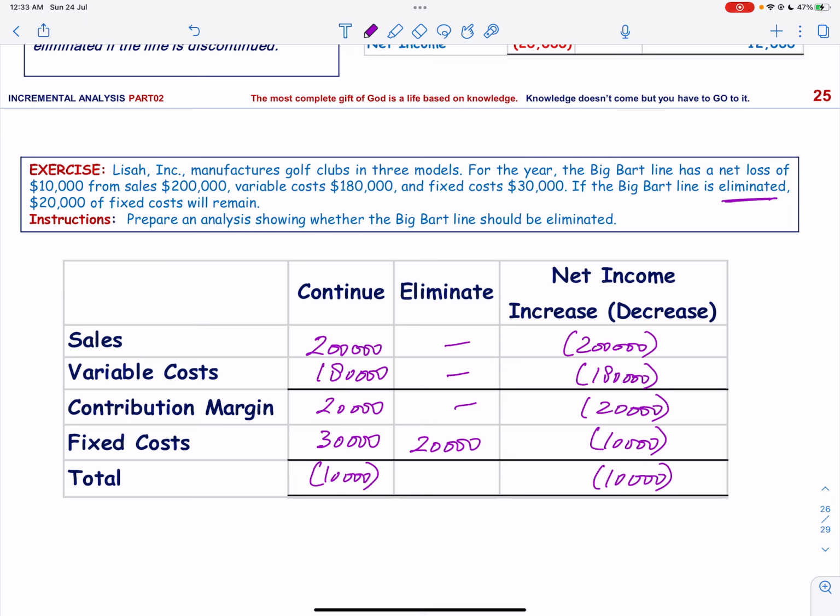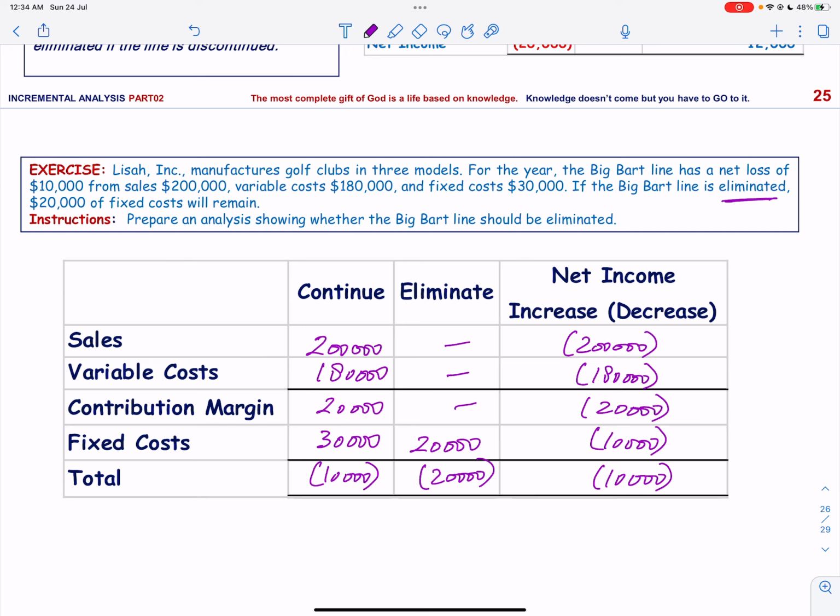So the Big Bart product line should be continued because 20,000 of contribution margin will not be realized if the line is eliminated. You can see over here that this will be negative 20,000. So this amount is greater than the 10,000 saving of fixed cost.